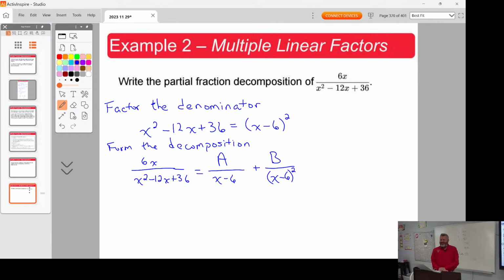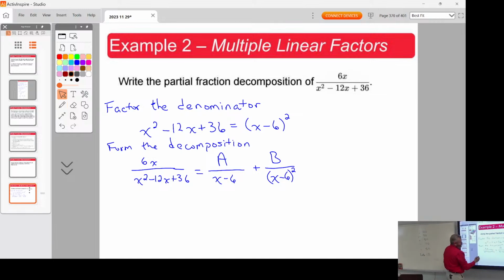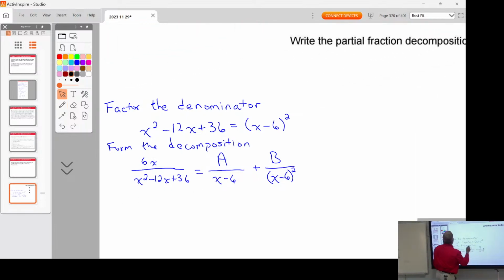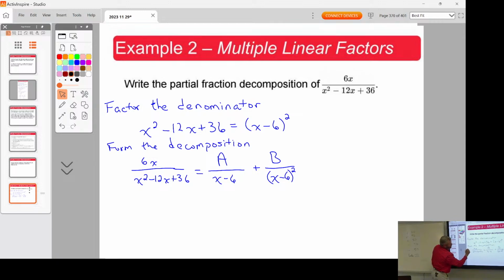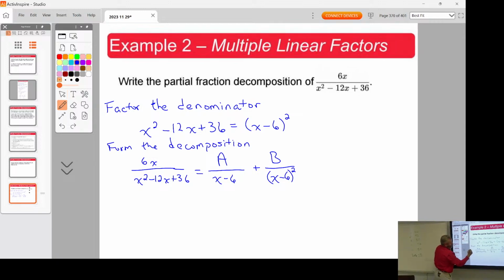What are we going to do next? Multiply both sides by the common denominator. Good. The common denominator is this. So I'm going to multiply the left side by x squared minus 12x plus 36, which makes the left side 6x equals.